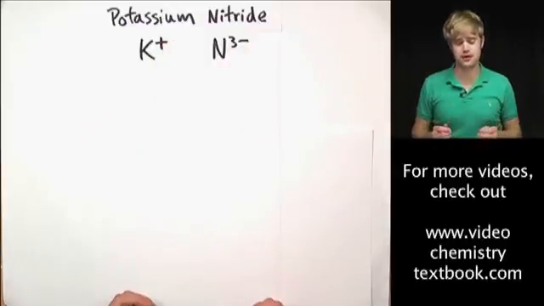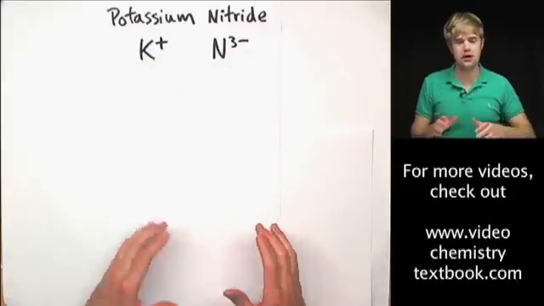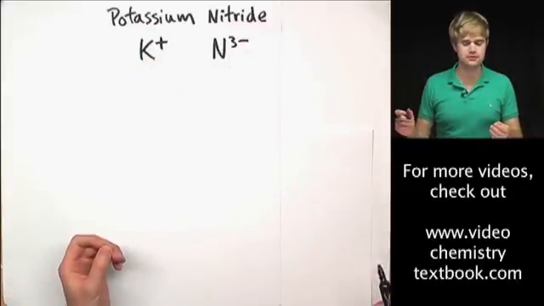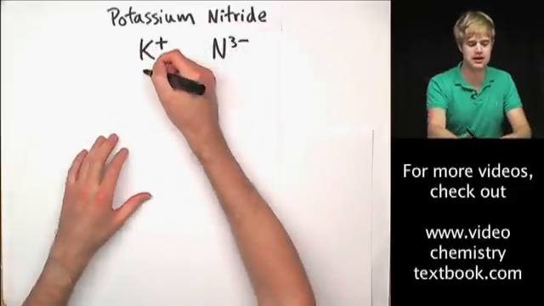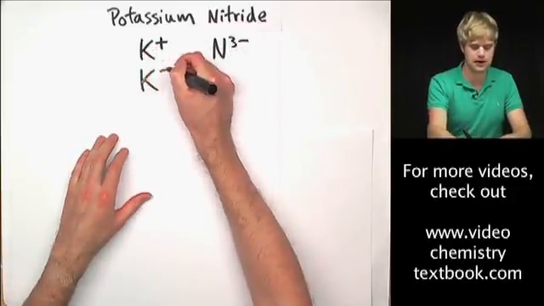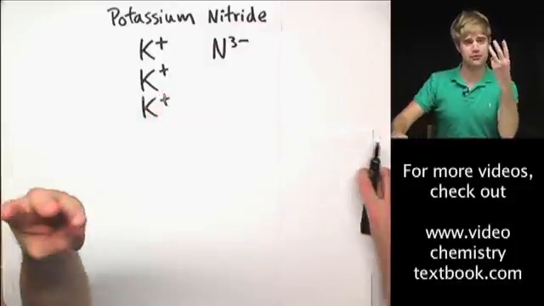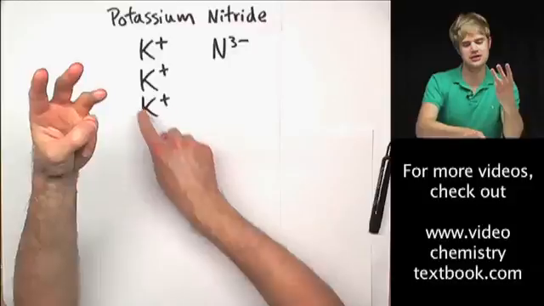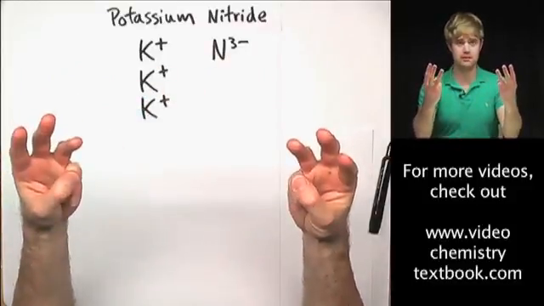That doesn't balance. But I can add more atoms of either type in order to get the charges to balance. So since I don't have as much plus as I have minus, I'm going to add a bunch more potassiums. Here I add another. Now I have 2 plus. Now I'm going to add one more. Now I have 3 plus. The 3 plus potassium on this side balances out the 3 minus nitride on this side.